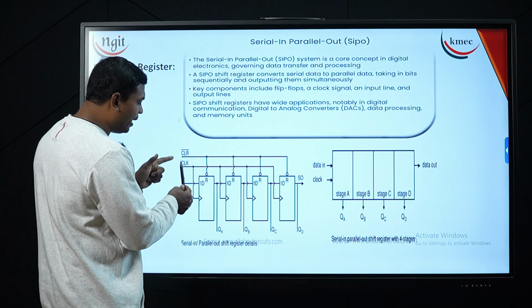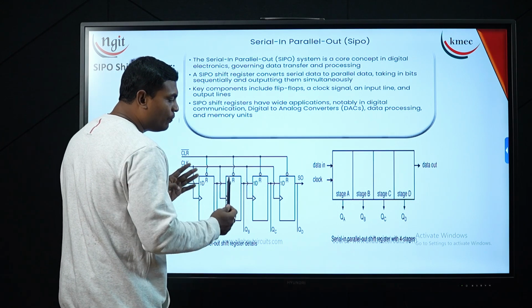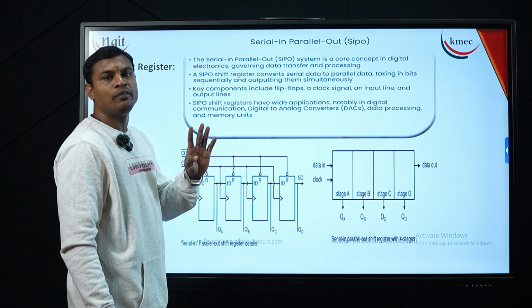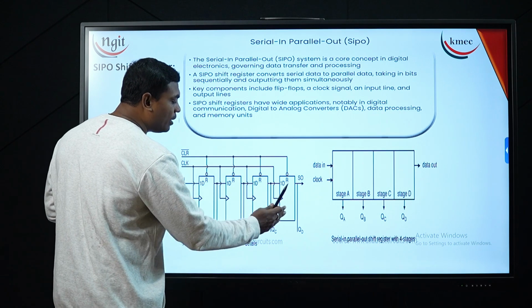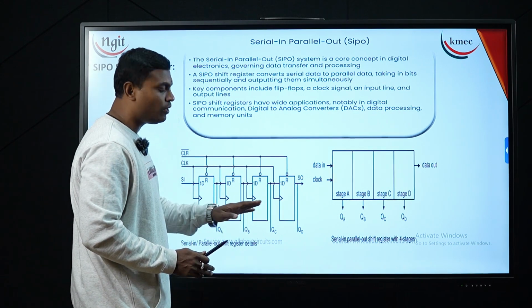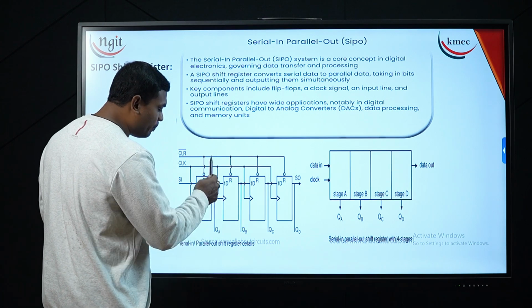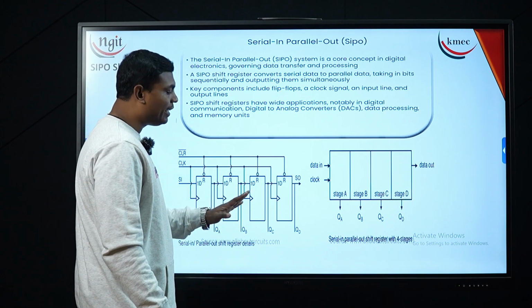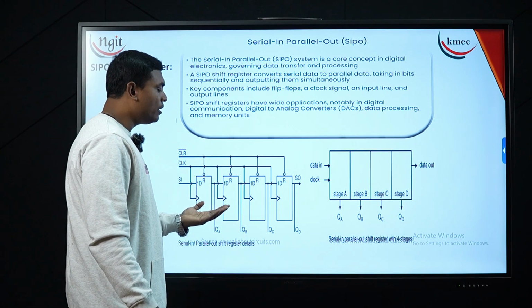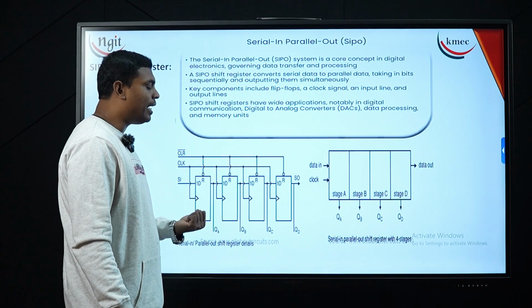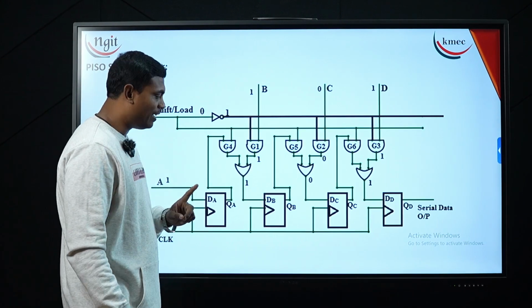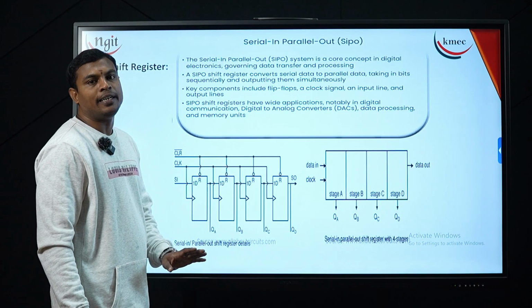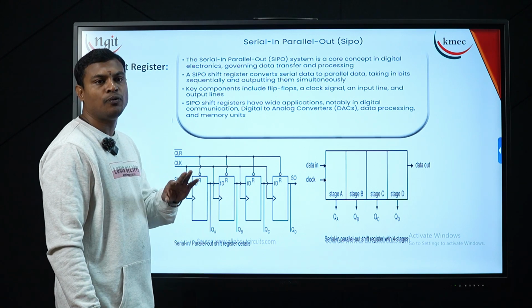Now this serial input, along with the clock, is going to take 4 clock pulses to store 4 bits of information in my 4 flip-flops. When 4 clock pulses have appeared, my 4 flip-flops hold 4 bits of information. On the 5th clock pulse, this data appears as output here. So in total it requires 5 clock pulses to store data serially, but to get the data out in parallel only 1 clock cycle is required. Why? Because within 1 clock cycle I am able to get my 4 bits of information at a time, whereas to store the data it requires 4 clock pulses.